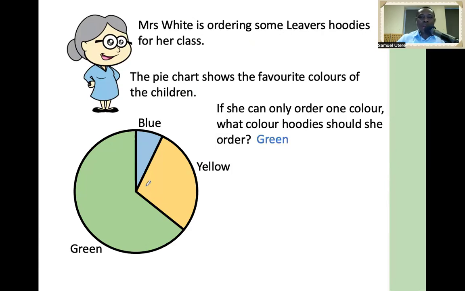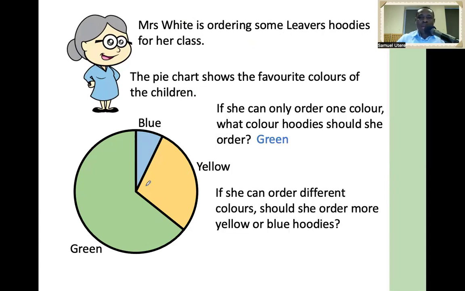Next, we ask, if she can order different colors, should she order more yellow or blue hoodies? Remember, she has to order the more popular color, the one the children like most. Of course, she would pick yellow. So I'm sure you're beginning to understand the concept of proportion just by looking at the size of the parts of the circle.